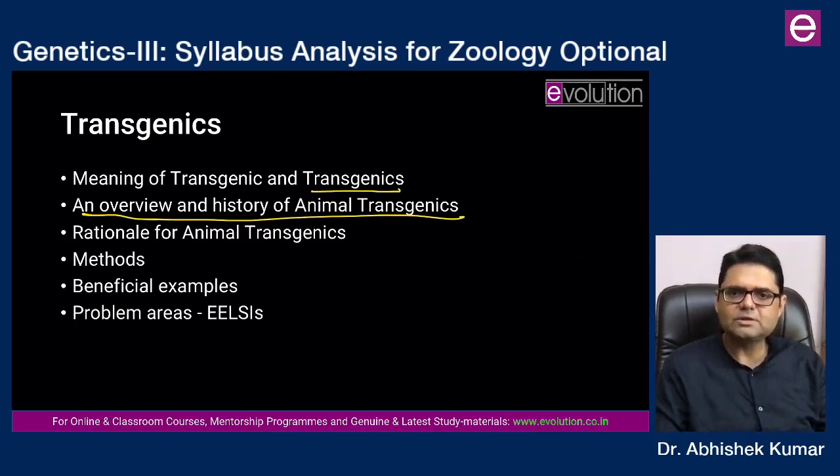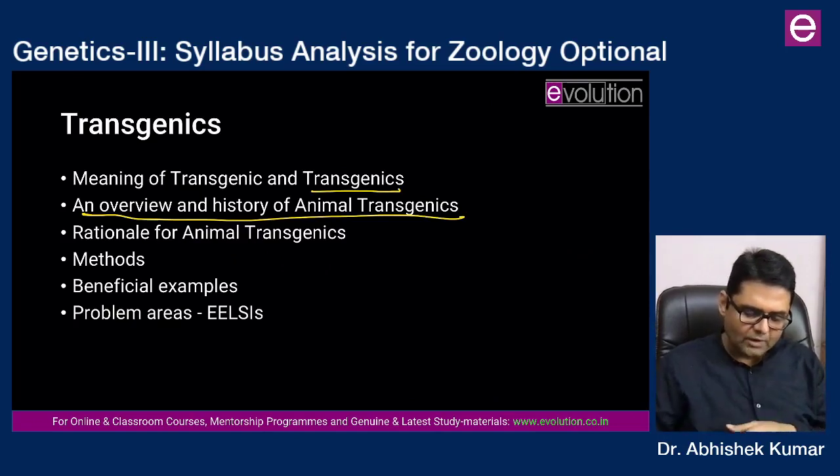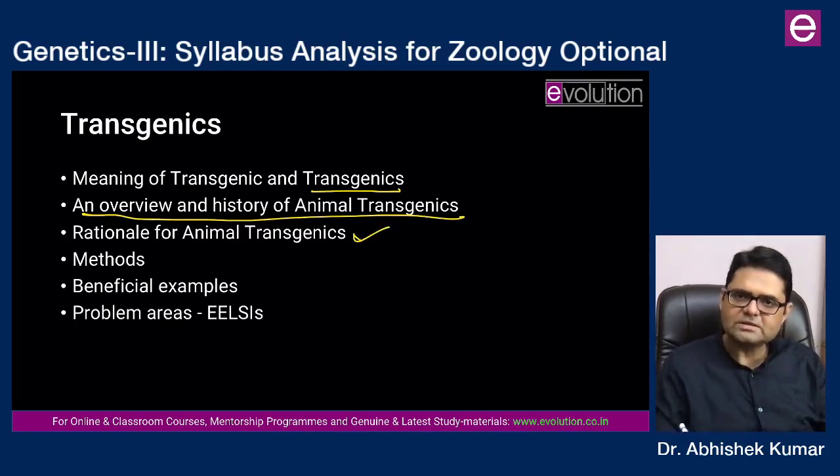Then you will be coming to the scientific core of the topic. What is the rationale of animal transgenics? What are the reasons why the scientists have been interested? And understand that commercially important product is just one of the rationales. Initial development of transgenic animals was primarily driven for research purposes. What were those research purposes? You will need to know.